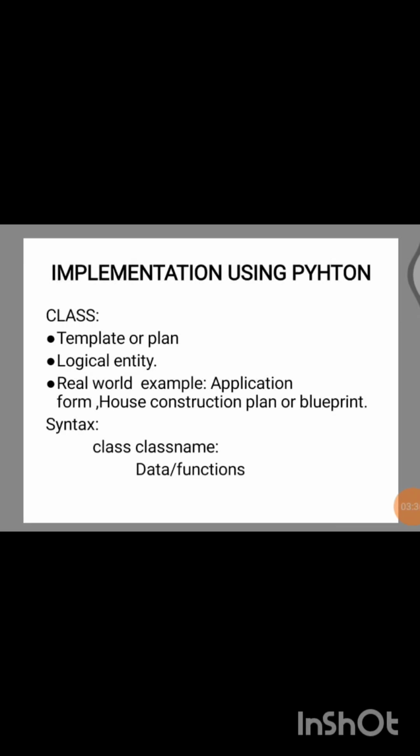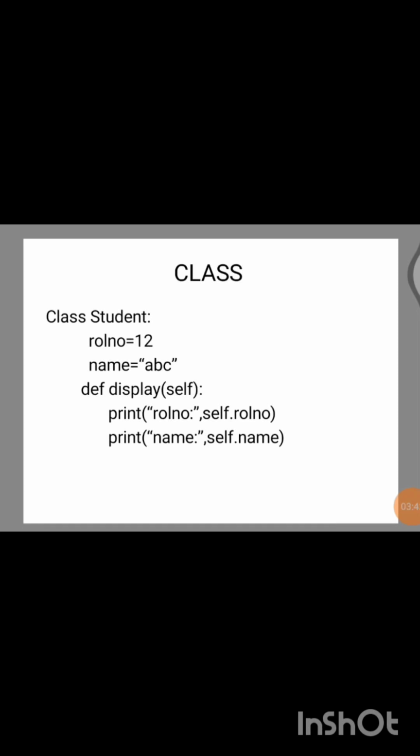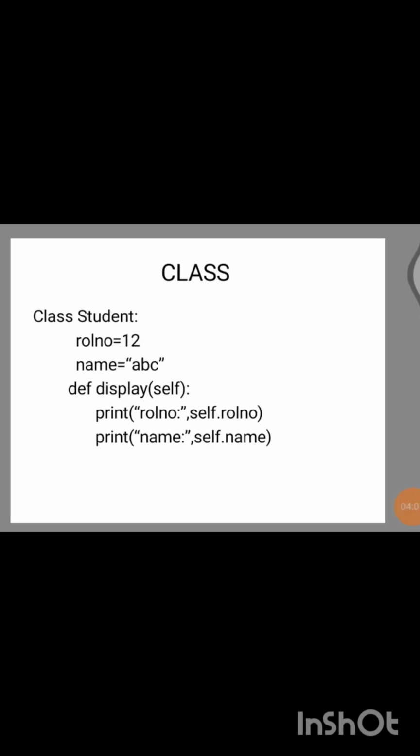This is the syntax for a class, and it can include data as well as functions. This is an example. If you want to create a class for student, your class name is student, and it includes your data like roll number and name. Then we can define functions using the keyword def. Then we are printing the roll number and name using the Python variables.